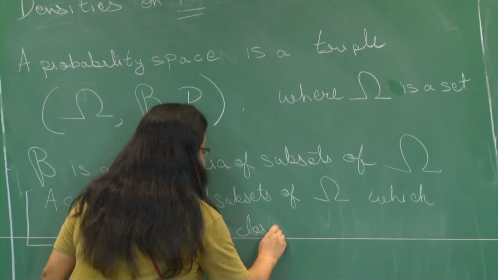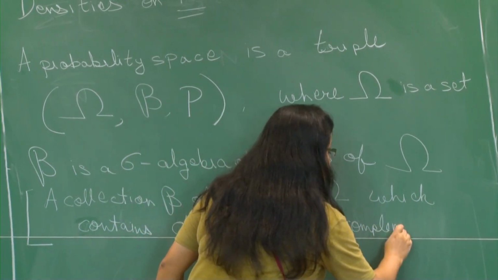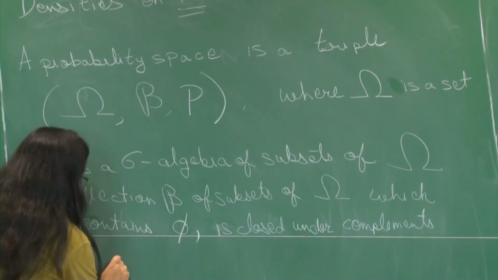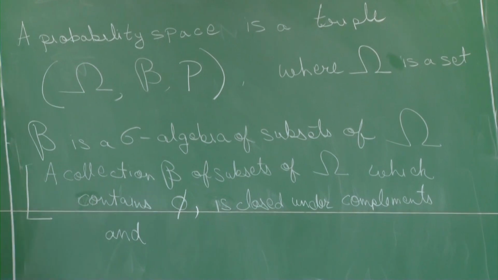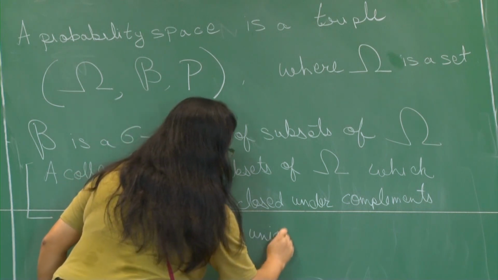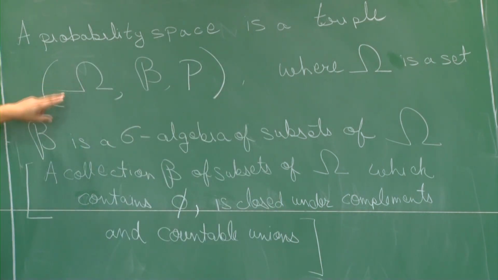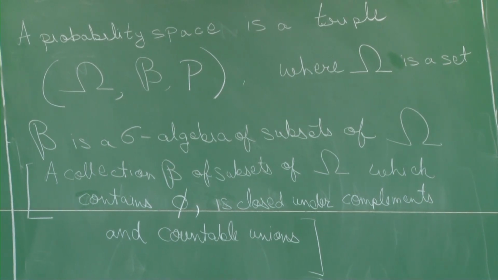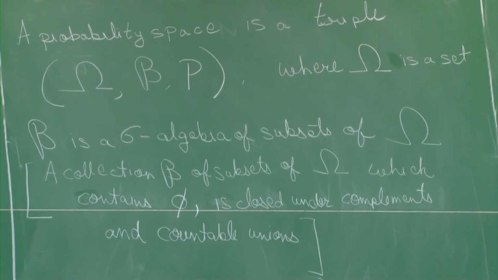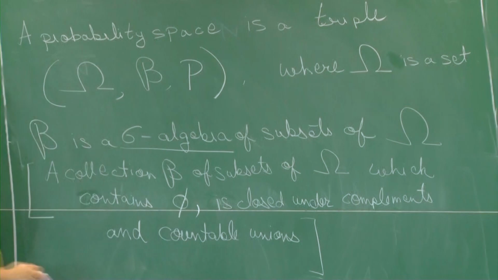Closed under complements and countable unions. For the purposes of this course, we would mostly be taking some finite set of natural numbers, and the sigma algebra that we will take would just be the power set of that, the collection of all possible subsets of a set. You can do that for infinite sets also, but this is a more general notion.